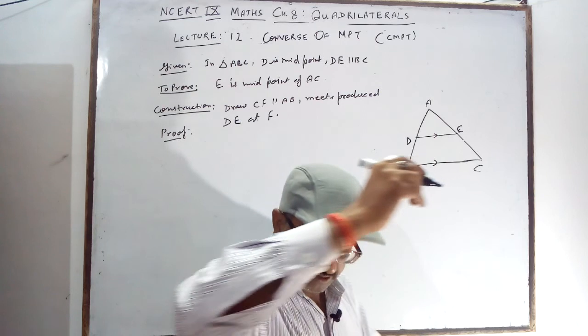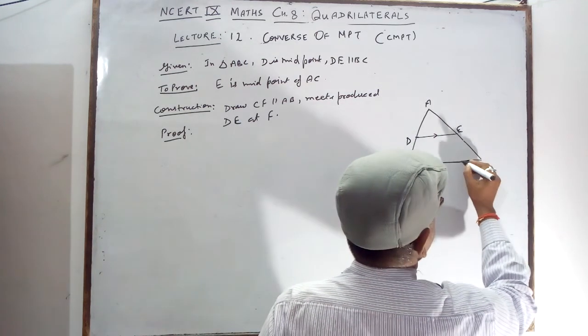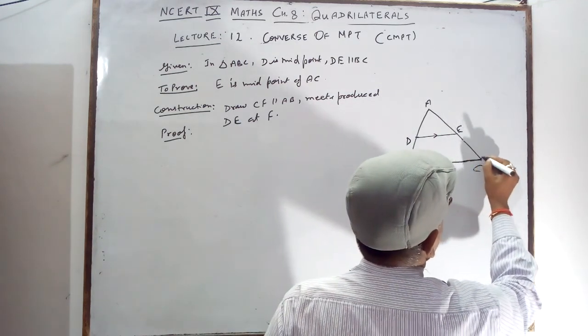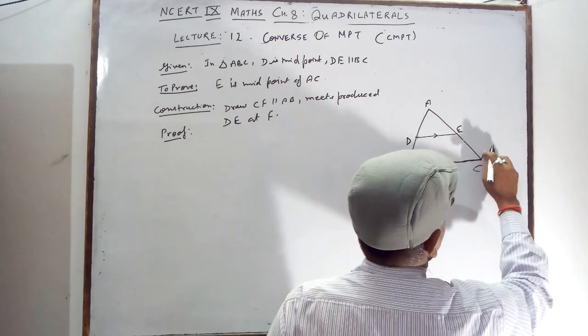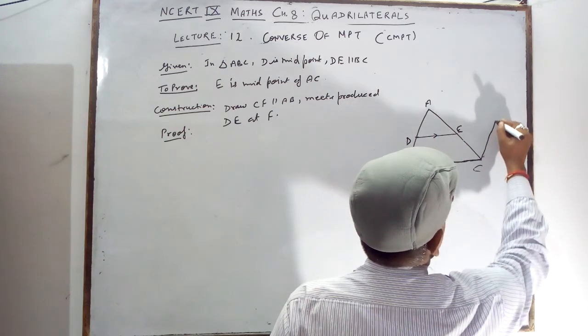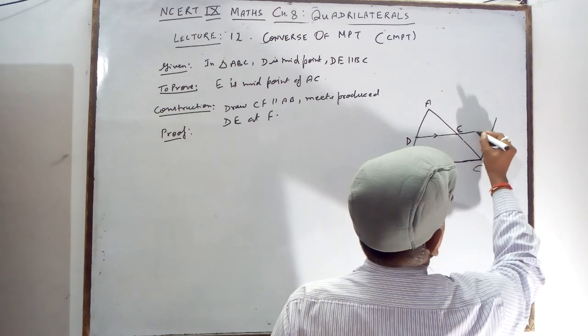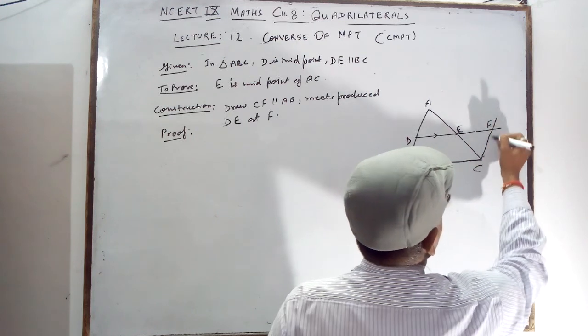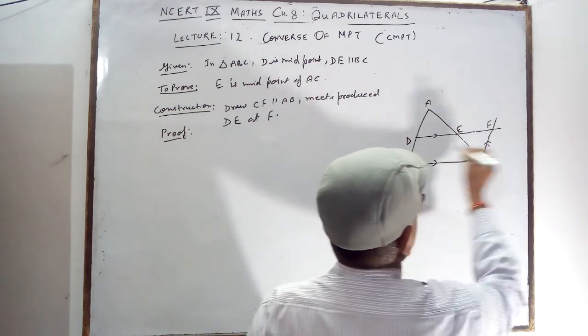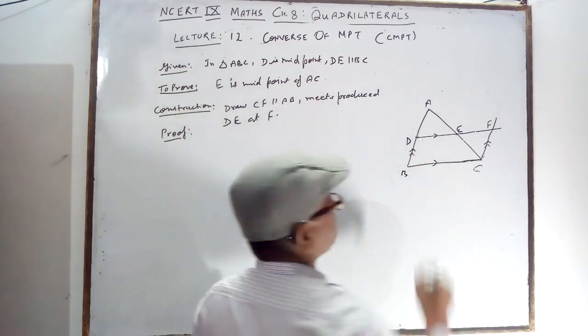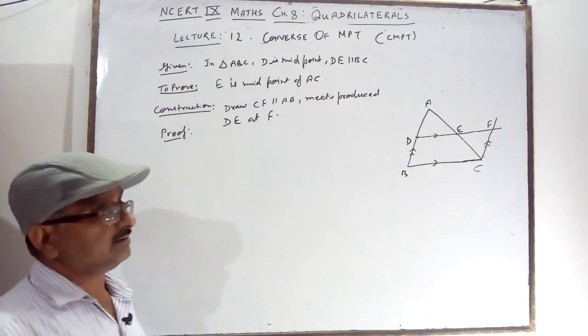You will write meets DE produced at F. It means from here you are drawing DE and from here you are drawing CF. It is meeting at F. This line is also parallel to this line, it is given. We have drawn the parallel.